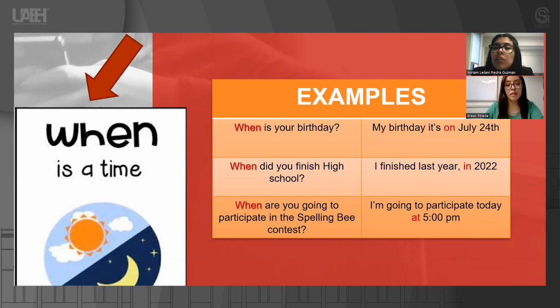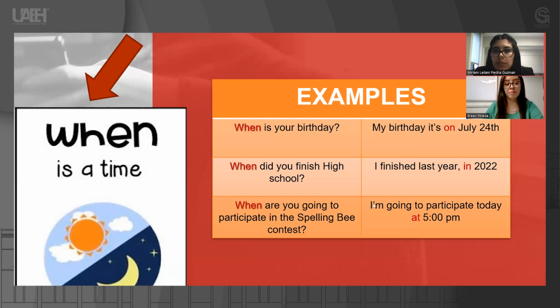As you can see, we can use the word when to talk about different tenses. The first tense is present. Then we have the second question in past tense. And the last question in future tense.